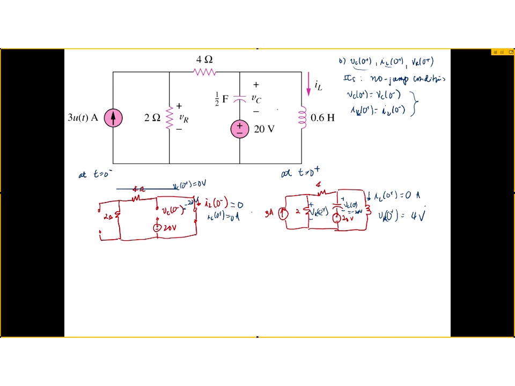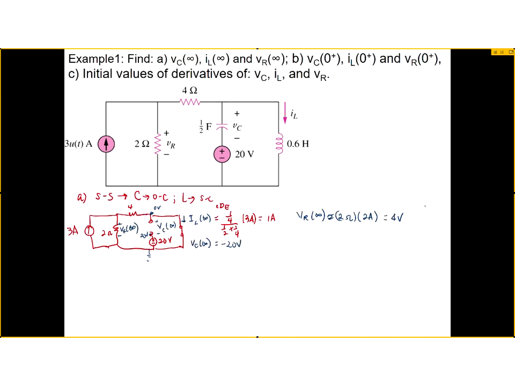Okay? Because what's the value of VR at 0 minus? It's 0, right? There's no current anywhere. You agree? Okay. And what's the value of VR at 0 plus? It's 4, and clearly it jumps, and it's okay because for a resistor, anything can jump. Okay. Now let's go to part C, and part C is finding initial values of derivatives.